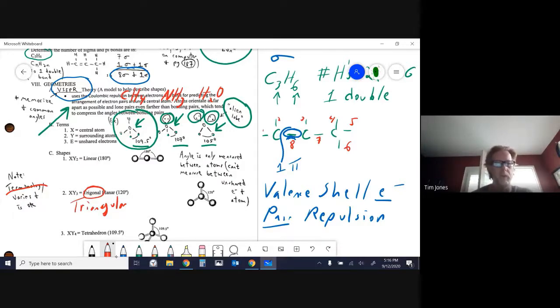So we have linear here. And normally you don't need to memorize the bond angles. You just need to use common sense and geometry and figure them out. Here we have triangular planar, which of course 120 makes sense.